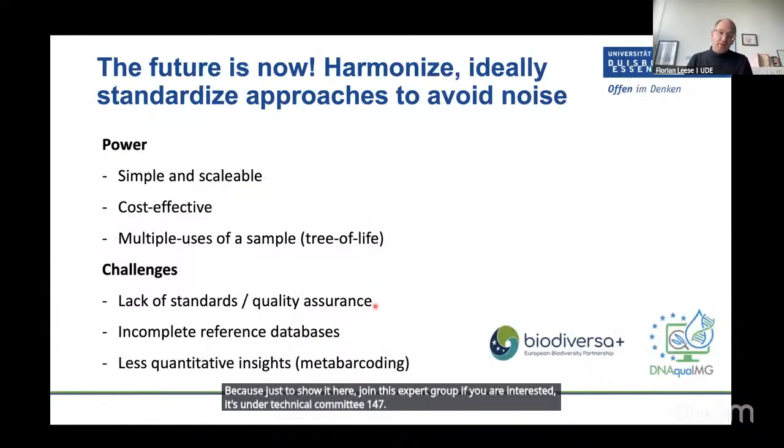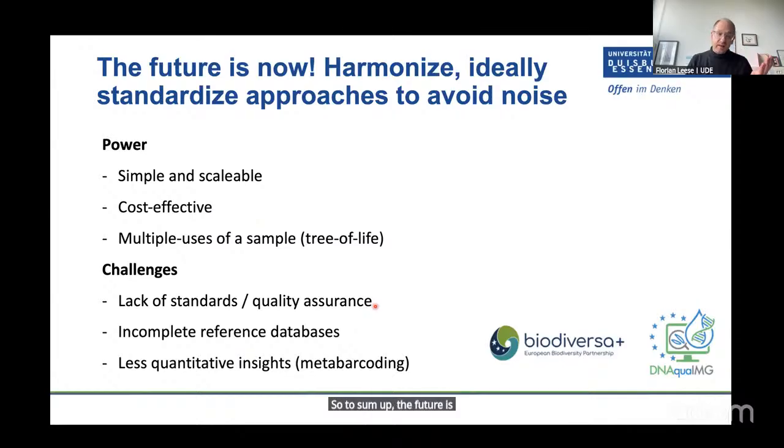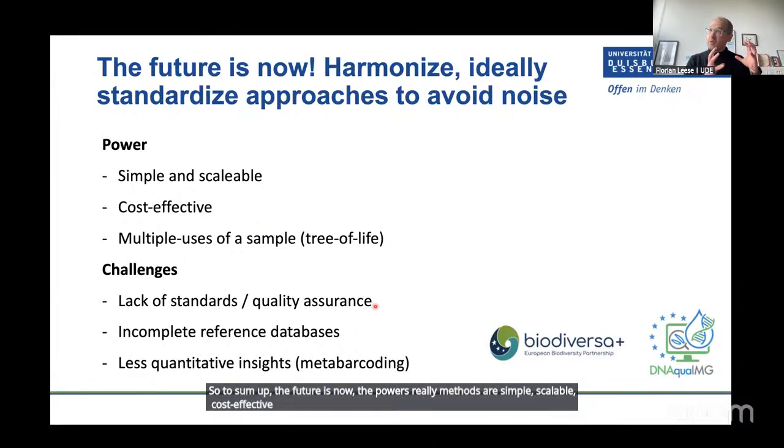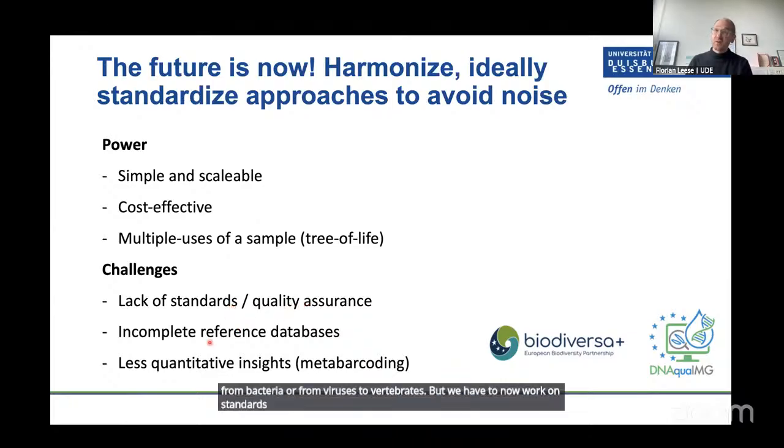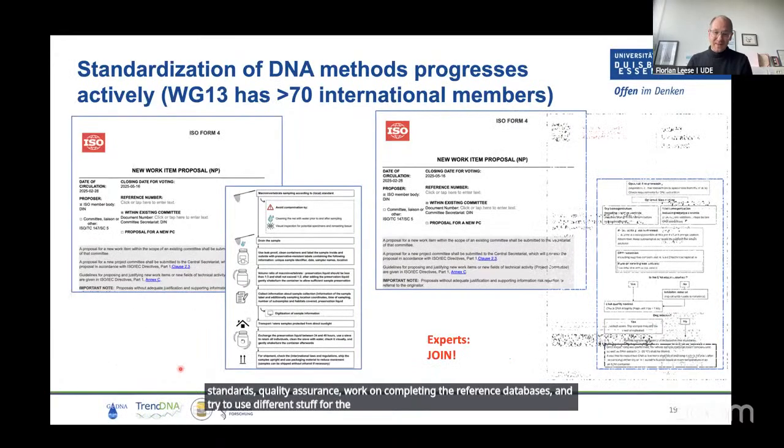So to sum up, the future is now. The methods are simple, scalable, cost-effective, and you get from one sample of water from bacteria or viruses to vertebrates. But we have to now work on standards, quality assurance, work on completing the reference databases, and try to use different approaches for the quantitative aspects.